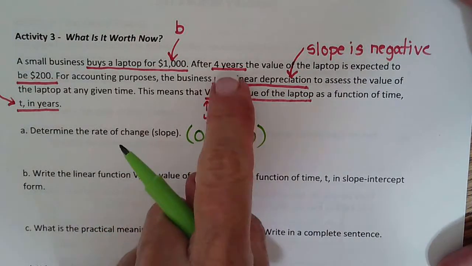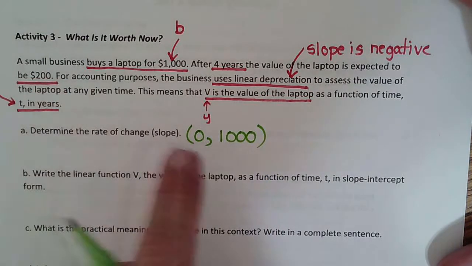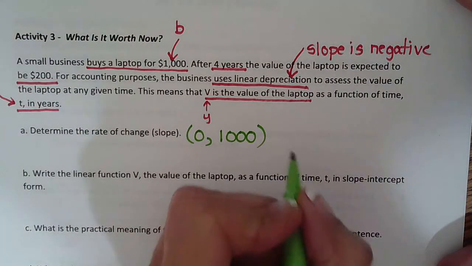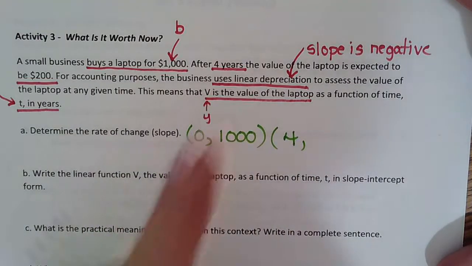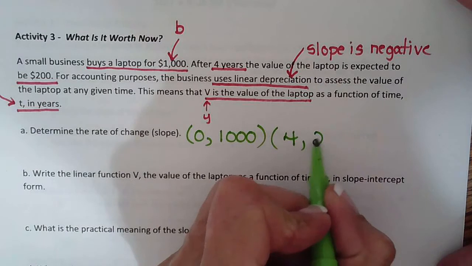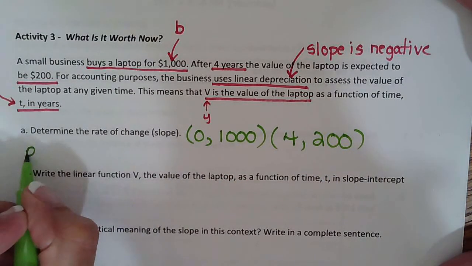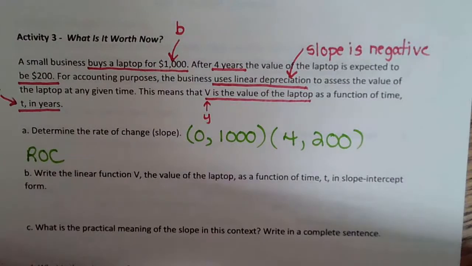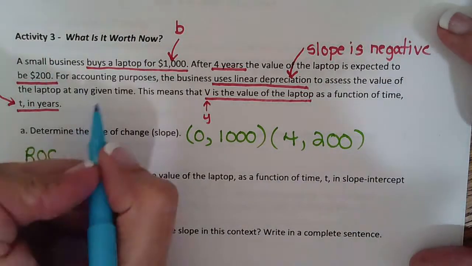How did I know to do that? Because I looked at this sentence. 4 years, $200. So I was thinking, what year do I need to put with 1,000? Oh, it's brand new. So the second point, and remember, time is always your X. I don't want to say always, but almost always. 4, 200. So now we can easily find rate of change using all the methods we've used in the past. So let's represent our variables first, because I like to have them all written out there. I don't think there's a question for that, so let's do that.